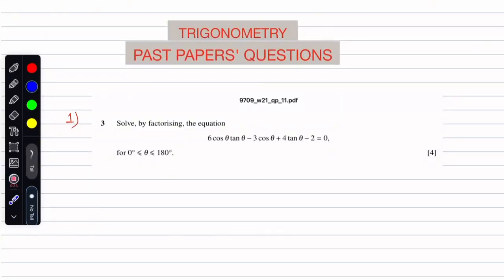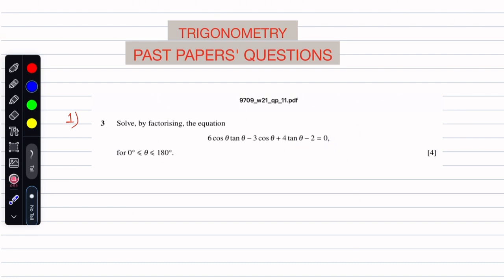And this lesson is regarding trigonometry past papers questions. So the first question that we have is from Winter 2021, paper 1, variant 1, and it is question number 3 in the paper and for 4 marks. So the question says solve by factorization the equation 6 cos theta tan theta minus 3 cos theta plus 4 tan theta minus 2 equals 0.